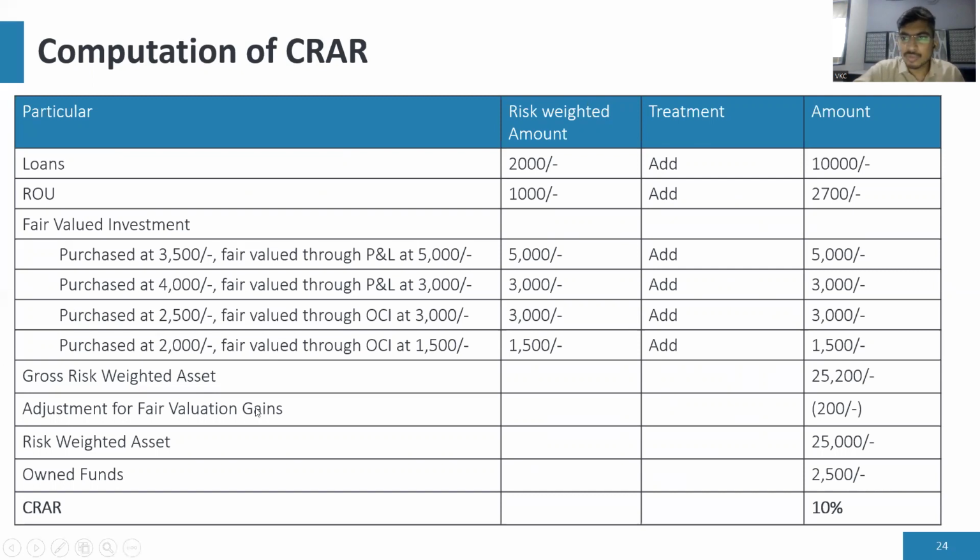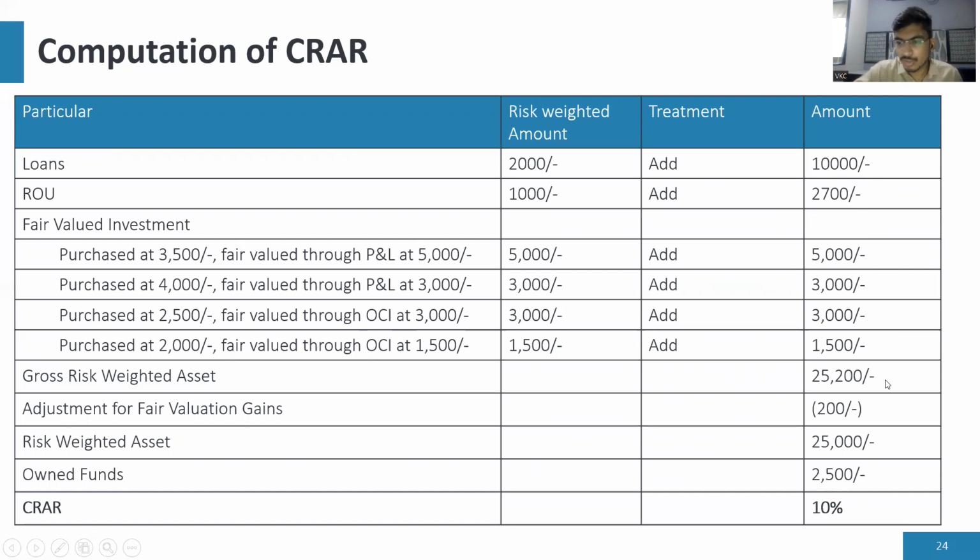Let's say you had loans of 2,000. There is some mismatch over here. Basically, this would be 10,000 and 10,700. So let's focus on this last column over here. You will take the amounts of assets that you have, 10,000, 2,700, and then you would go on adding up all the assets that you have. You have a total of gross risk-weighted assets of 25,200.